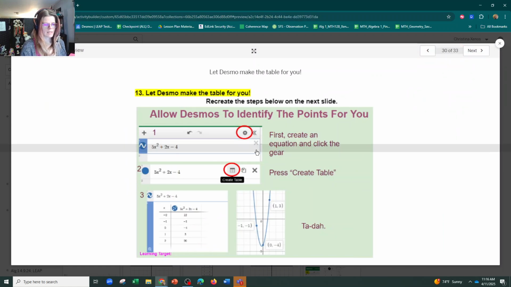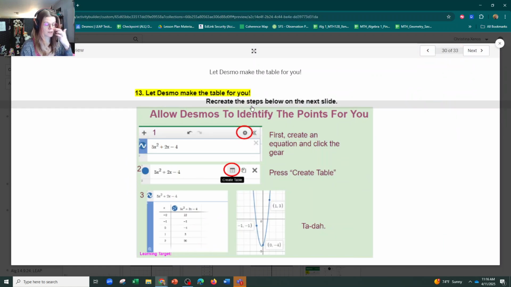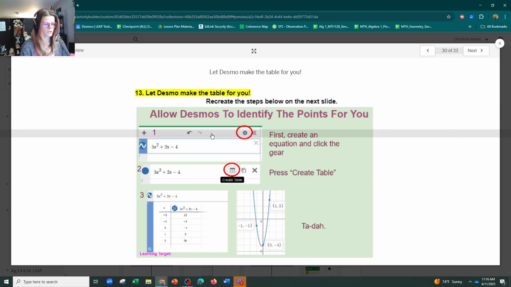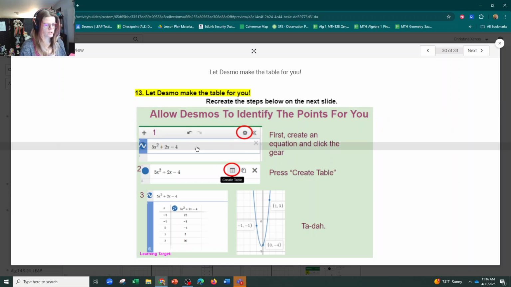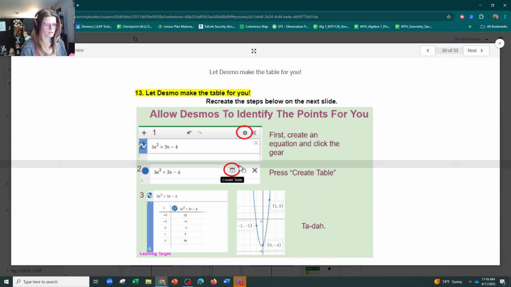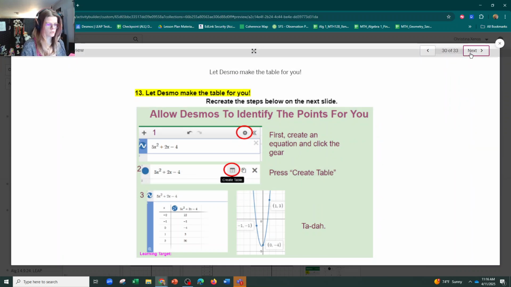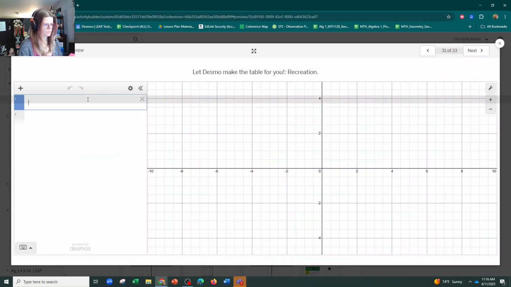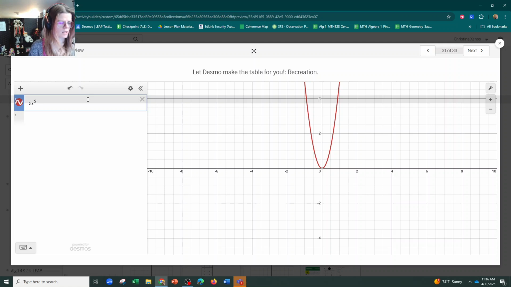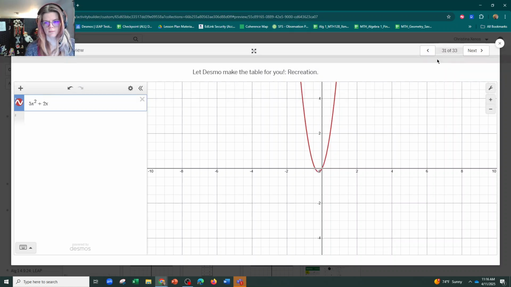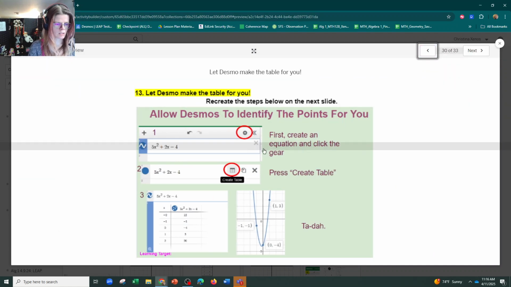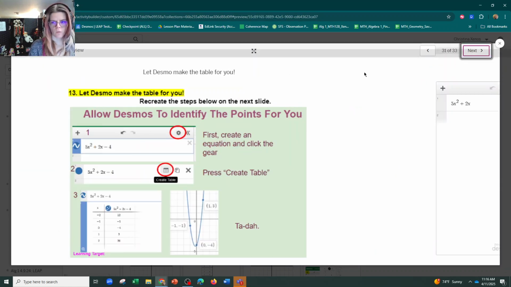All right, so making a table. This is a different way to make a table, and I actually touched on this earlier. If you enter your function and then click the gear and click table, it's going to make the numbers for you. It's going to make the table for you. So we have 5x squared plus 2x minus 4. And I actually don't think I need the function notation. 5x squared plus 2x, double checking, don't trust my memory, 2x minus 4.